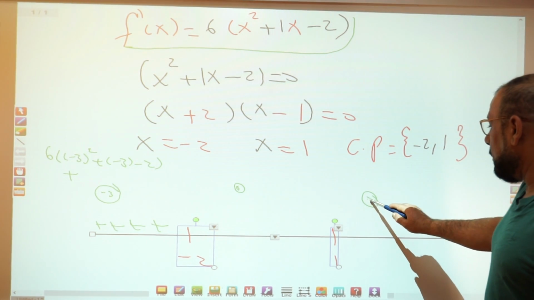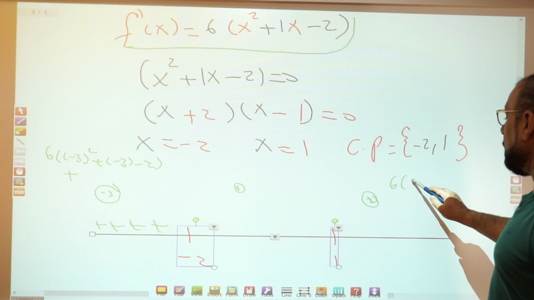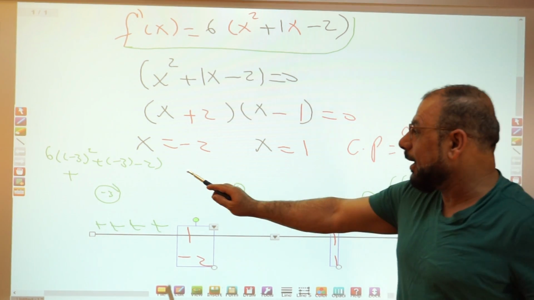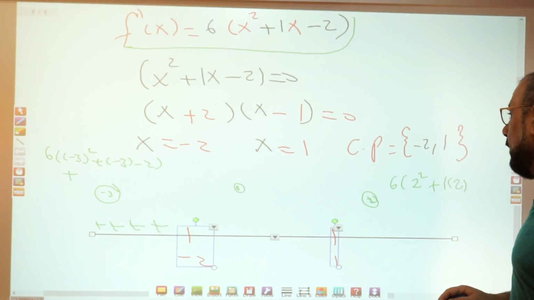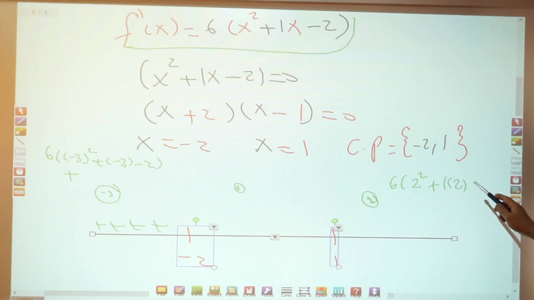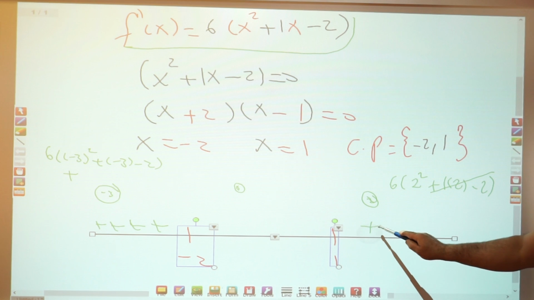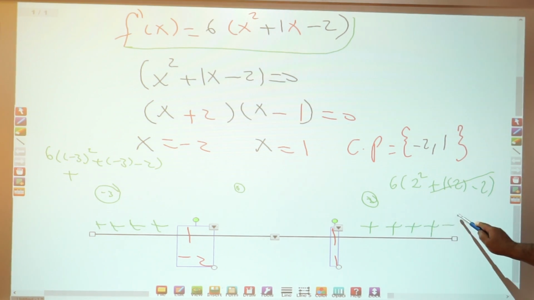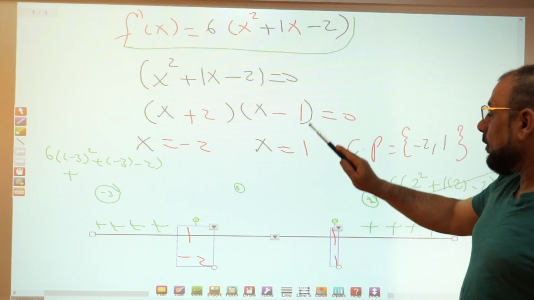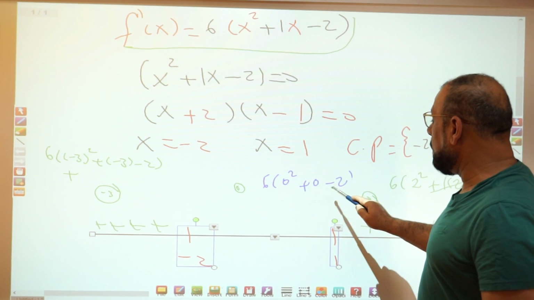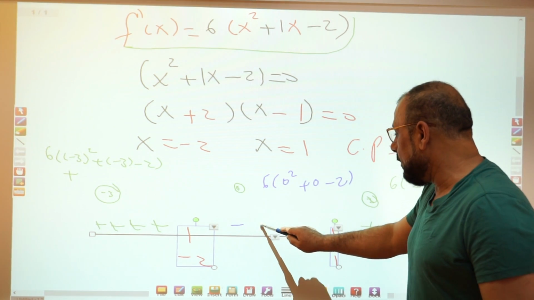Now try with the 2. Plug the 2: 6 times 2 squared. Notice something. When I have a negative, I put the negative in parentheses. Please always remember this. Then 2 plus 2 minus 2, this cancels, and we get 4. I don't care what my answer is, I care if my answer is positive or negative. Now the last one, which is the 0. Plug the 0 there: 6 times 0 squared plus 0 minus 2. 6 times negative 2 is negative.